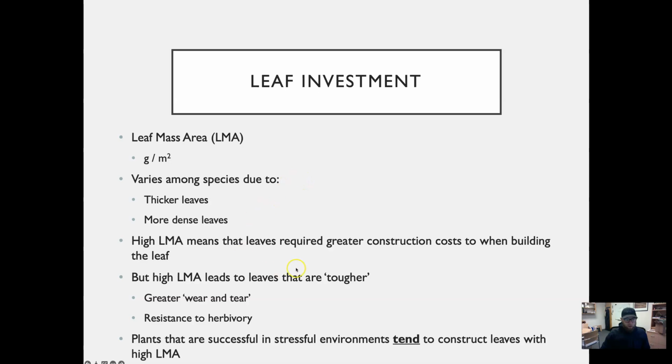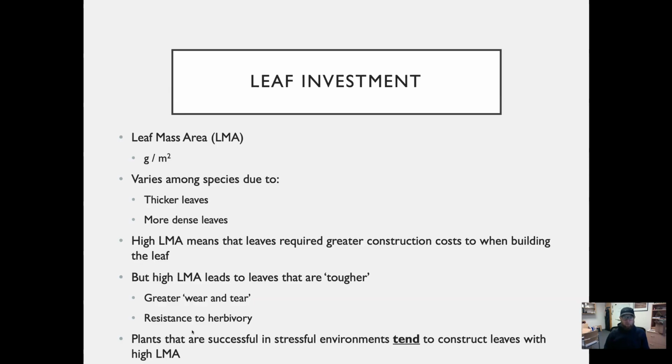Okay, so these first 4 major bullet points are from earlier in the slide, and then I just added this one, that plants that are successful in stressful environments tend to construct leaves with high LMA. I already mentioned that, but that's the trend we generally see. Okay, that's all I've got for reviewing some of the important parts of the Westoby paper.